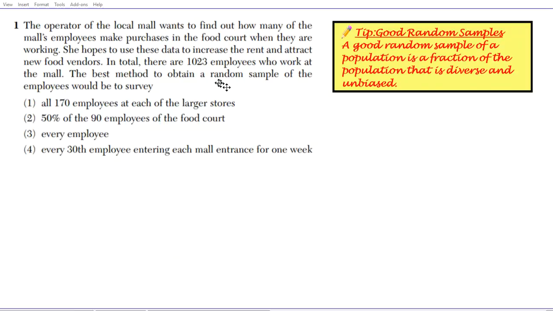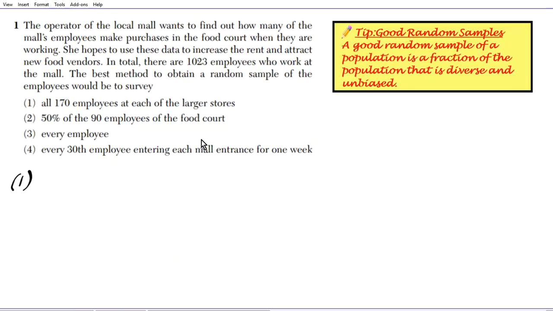All right, so let's take a look at these options right here and see which of these four alternatives best fit this description as to what a good random sample looks like. All right, so let's take a look at option 1. It says all 170 employees at each of the larger stores. So is this a good random sample? The answer is no. This is not a good random sample because of lack of diversity.